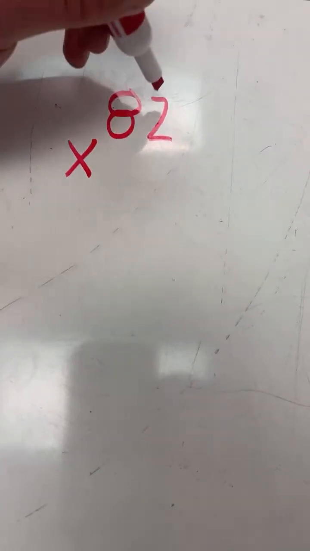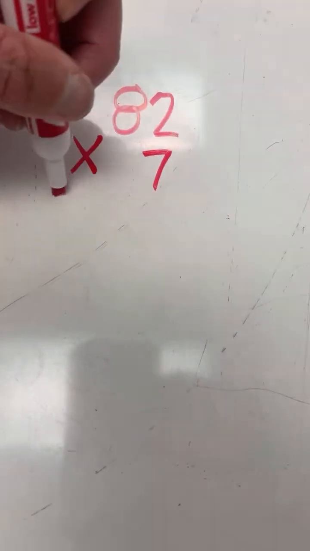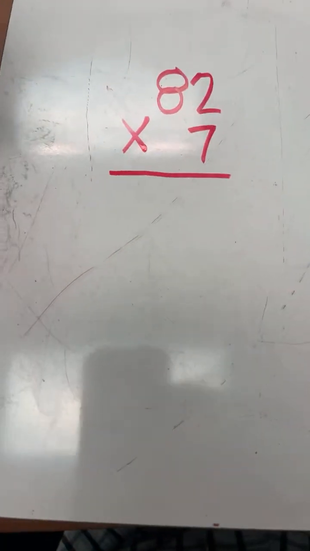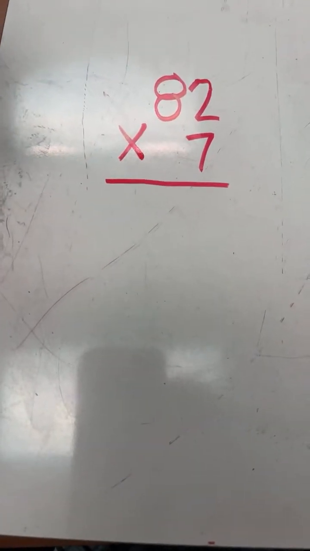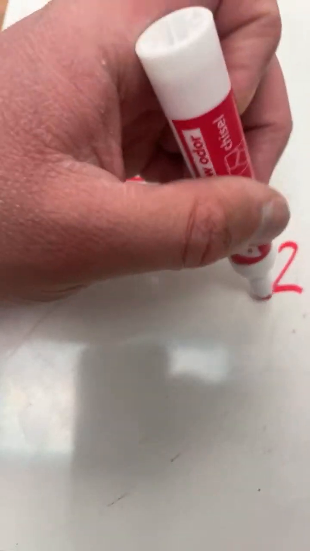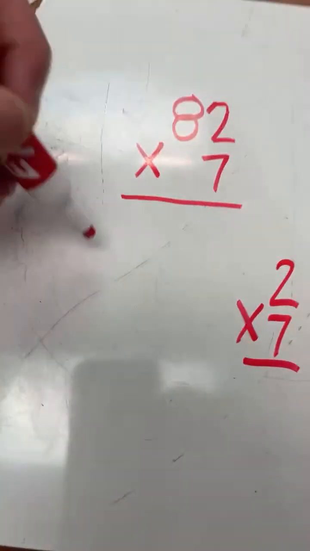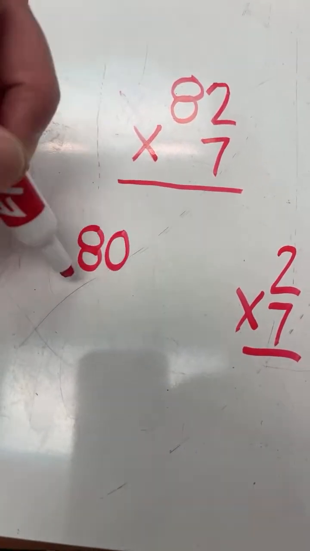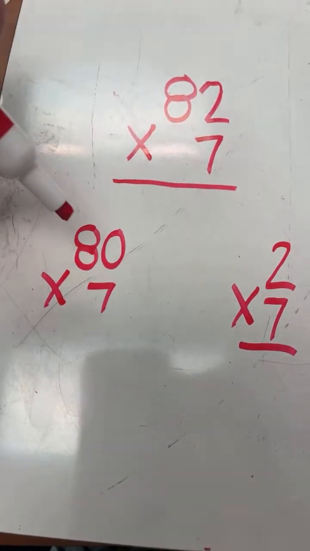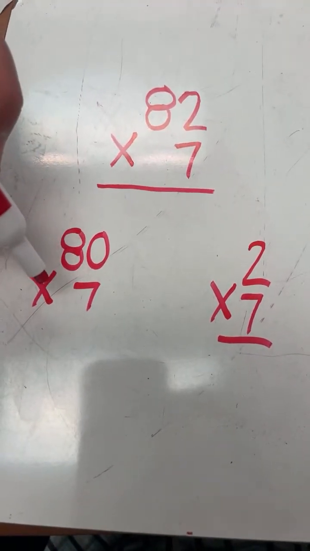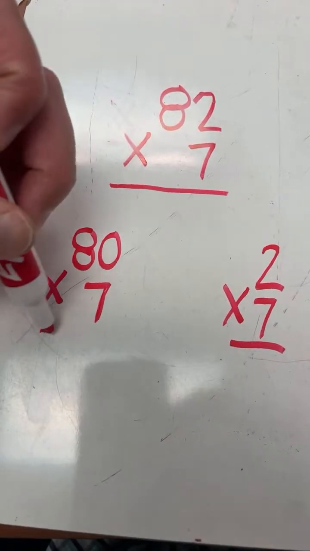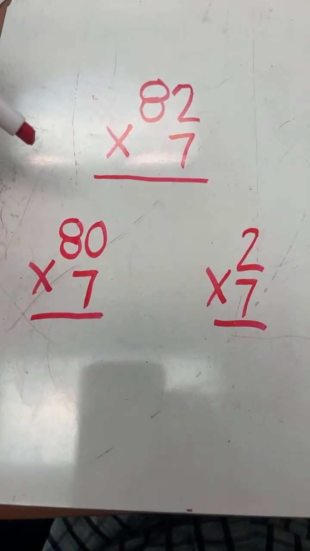82 times 7. So to find our answer to 82 times 7, we are going to multiply 2 times 7. We're going to multiply 80 times 7. Then we add both our answers together to get the final answer.